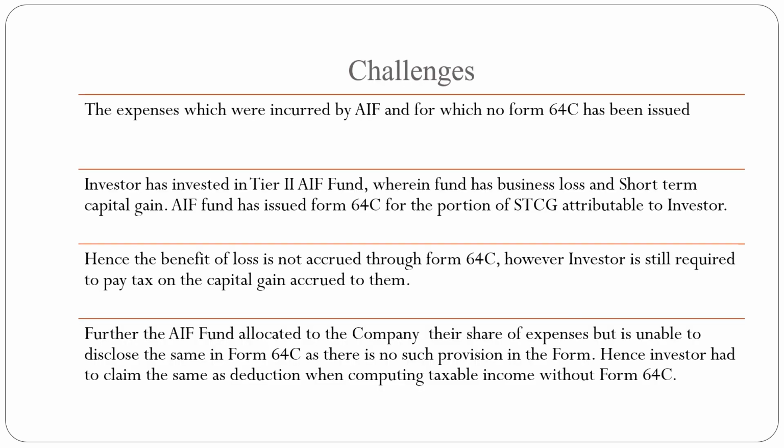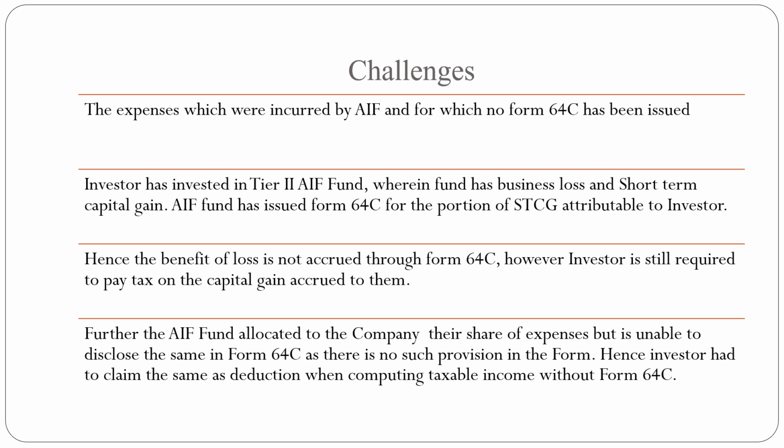Now let's see what the challenges of the AIF are, especially from the unit holder's perspective. The expenses which were incurred by AIF and for which no Form 16 has been issued. An investor has invested in a Category 2 AIF fund wherein the fund has business loss and short-term capital gain. The AIF fund has issued Form 64C only for the portion of short-term capital gain to the investor. Hence, the benefit of loss is not accrued through Form 64C. However, the investor is still required to pay tax on the capital gain accrued to them. Further, the AIF fund allocated to the investor their share of expenses but is unable to disclose the same in Form 64C as there is no such provision in the form. Hence, the investor has to claim the same as a deduction when computing taxable income without Form 64C.